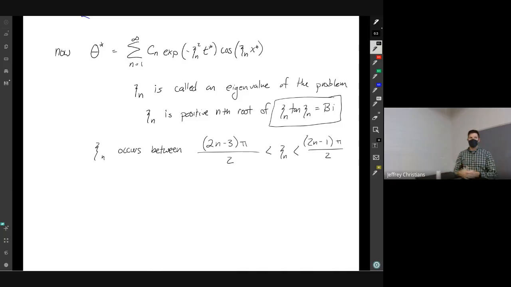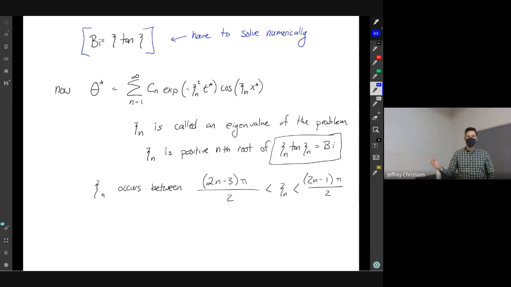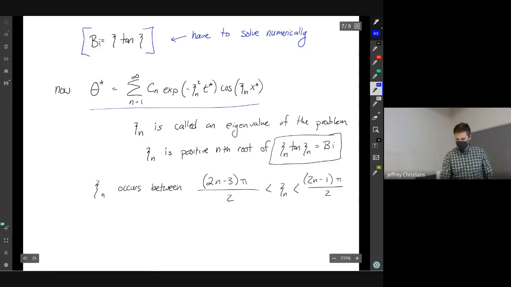So if you want to get the first root, you look between 0 and pi over 2. If you want to get the second root, you have to look between pi over 2 and 3 pi over 2. So it becomes a little bit of a journey to figure out what actually those roots are. We then would find an infinite amount of them, which is going to take a while because we have to solve for each one individually. Then we would plug them into this infinite sum here.